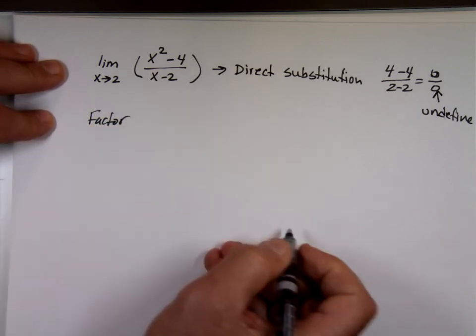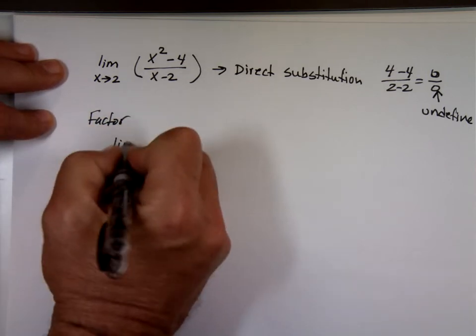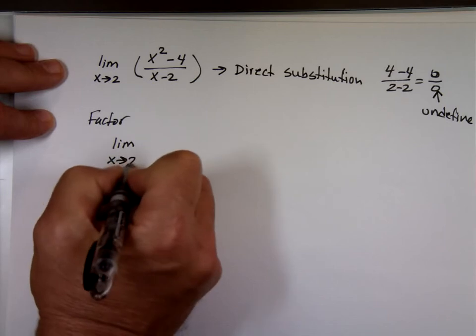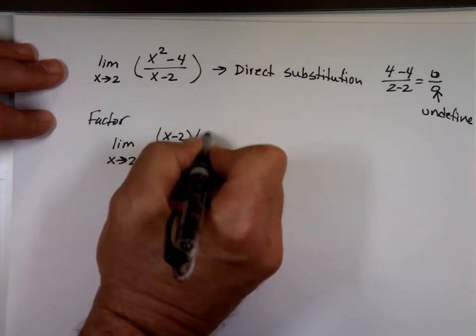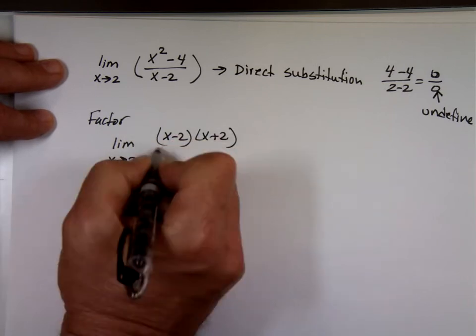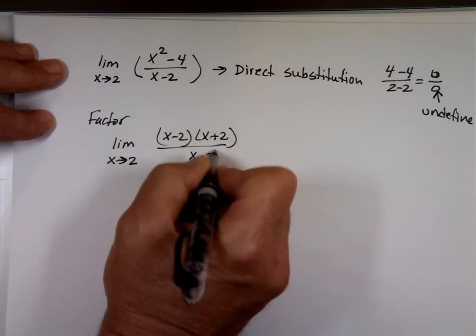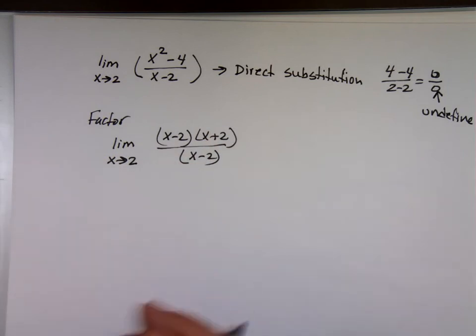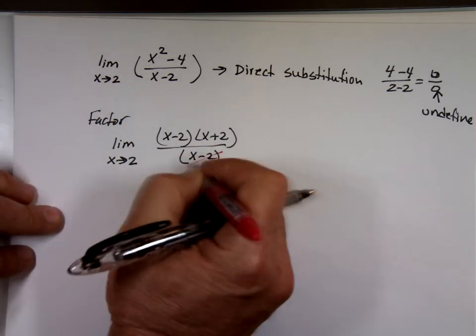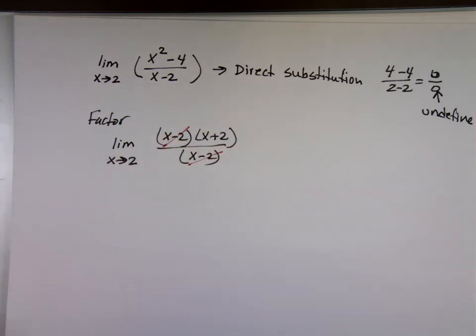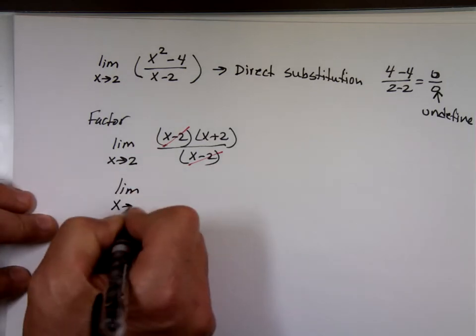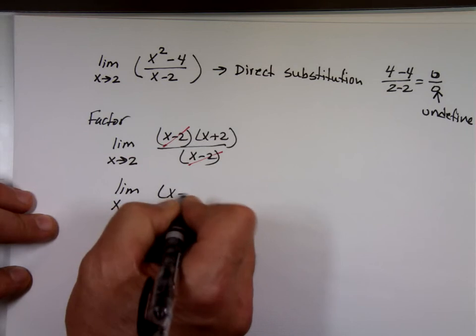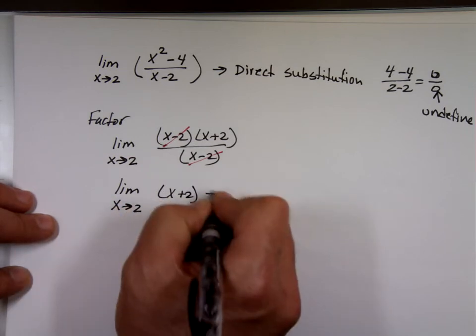Let's look at the top and factor. Is that x minus 2 times what? x plus 2. Does anything cancel? That becomes the limit as x approaches 2 of x plus 2. Now try direct substitution again.